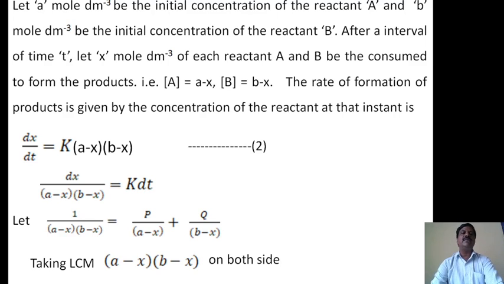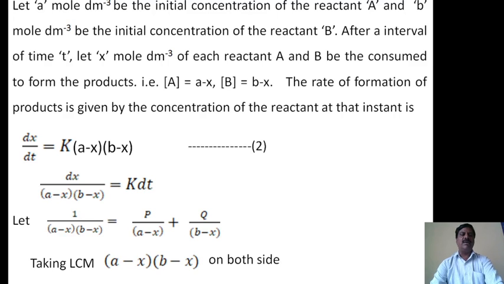Then you have to make cross multiplication, that is, separate the variables. Dx by A minus X into B minus X is equal to K into dt, and this can be solved. We require integration. For that, you have to simplify by using partial fractions.